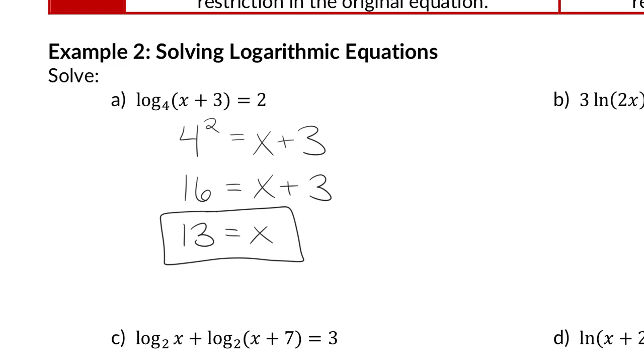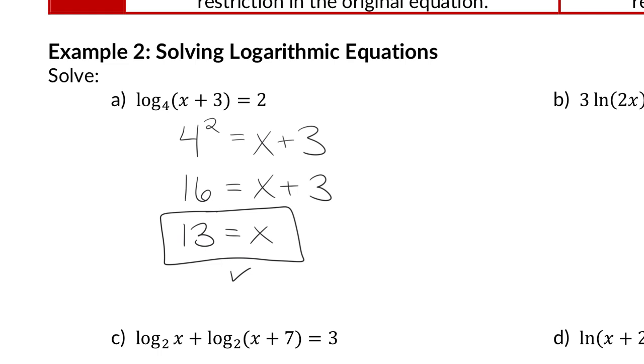What is 13 plus 3? 16. As long as the number you get when you plug this in right here is a positive number, you're good. So is 16 a positive number? Yes. We're good. If you get a negative number when you plug in your potential answer choice, that's when you have to throw it away. And you're only plugging it into the arguments of the logarithms, not into the entire equation, just the arguments where the domain restriction would be.